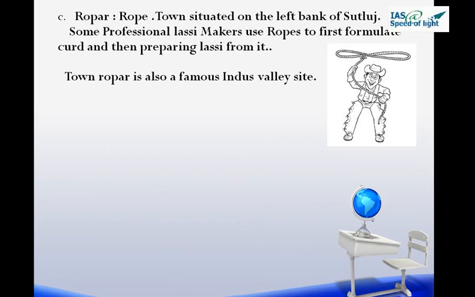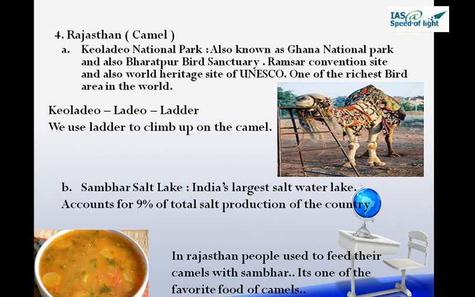Okay. Coming to the fourth state, which is Rajasthan. And Rajasthan is camel for us. So first is the Keoladeo National Park. It was previously known as the Ghana National Park, and also Bharatpur Bird Sanctuary. And this site is a Ramsar Convention site, as we are dealing with only Ramsar Convention sites. It is also a World Heritage Site of UNESCO and one of the richest bird areas in the world. So for Keoladeo, our picture is ladio or ladder. Keoladeo, it is ladder, and we use a ladder to climb up on the camel. Here's the camel, and you need to use a ladder to climb on the camel because the camel has such a big height.